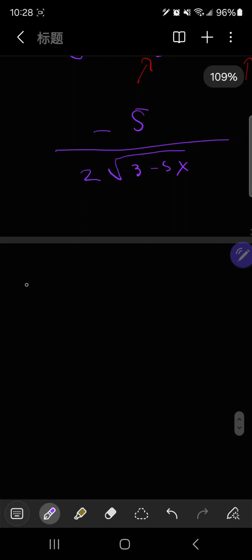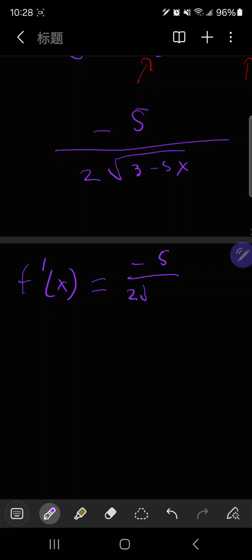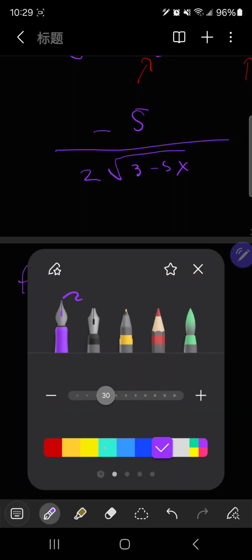So our final answer is f prime of x equals negative 5 over 2 root 3 minus 5x. Okay, so that's our final answer, guys. Make sure that you can see it's over all of that. So this is it, and I'm going to box it in.